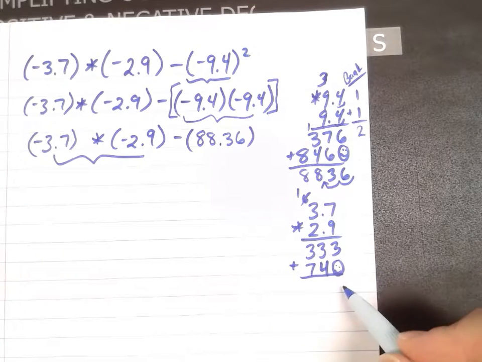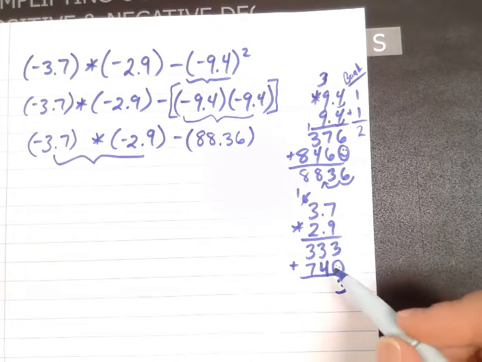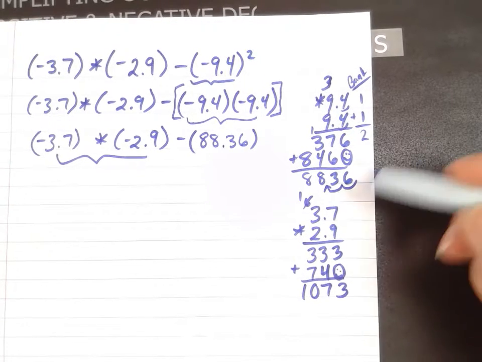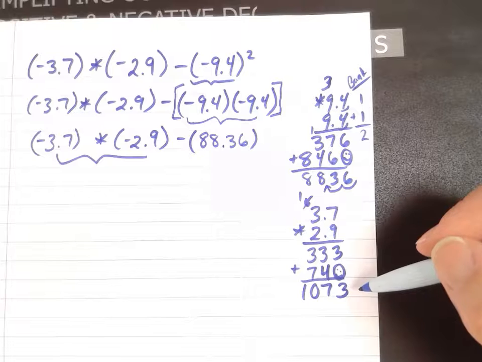Remember, we add our products here. 3 plus Bob is 3. 4 and 3 is 7. 7 and 3 is 10. Well, if these were whole numbers, I'd get an answer of 1073, it looks like. But we have to be careful.